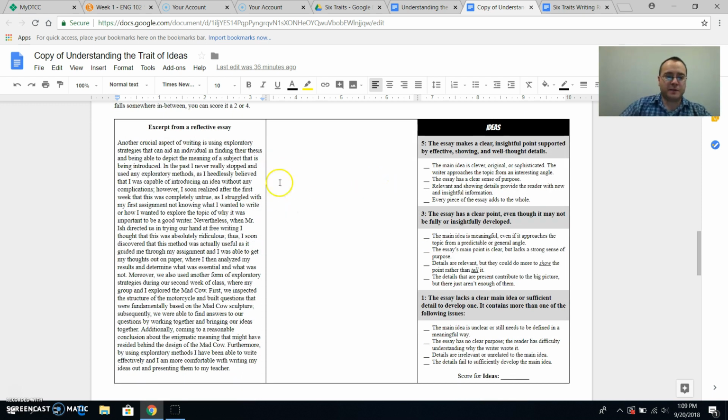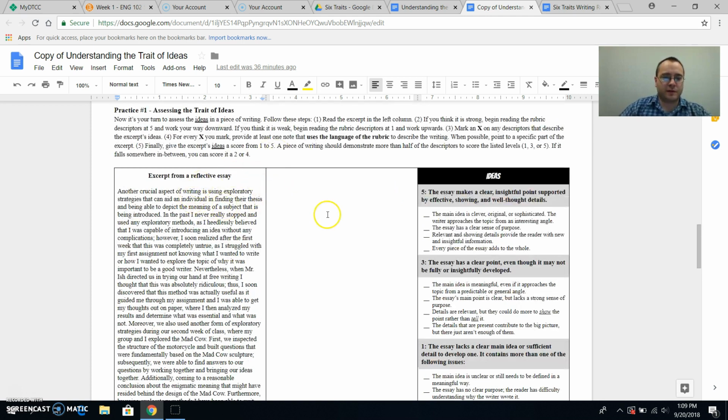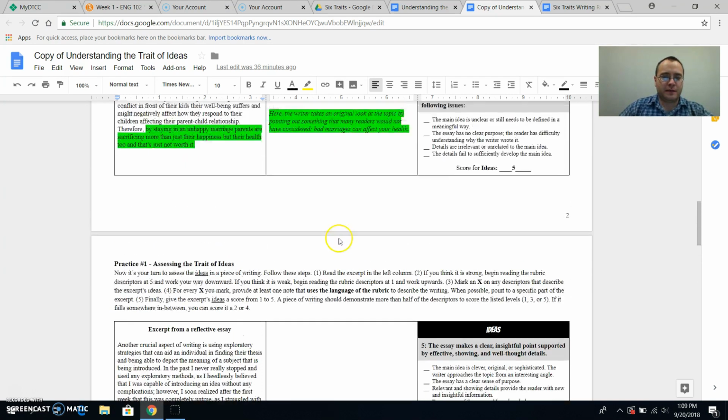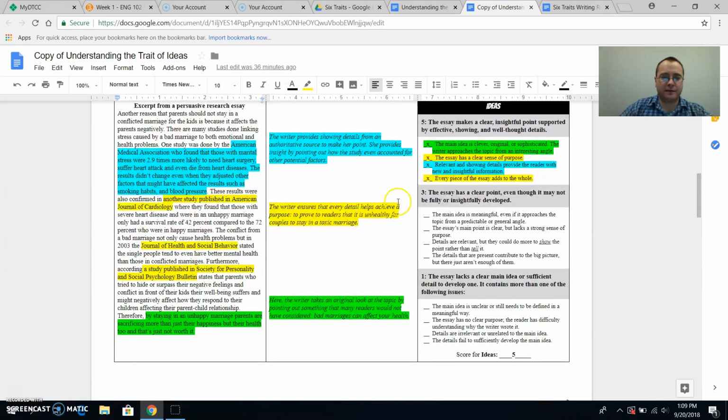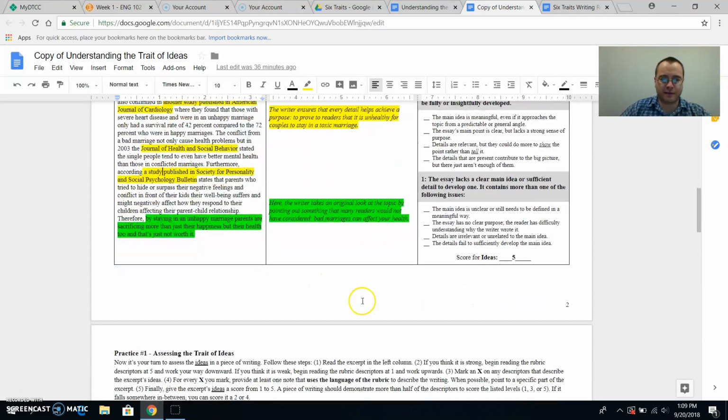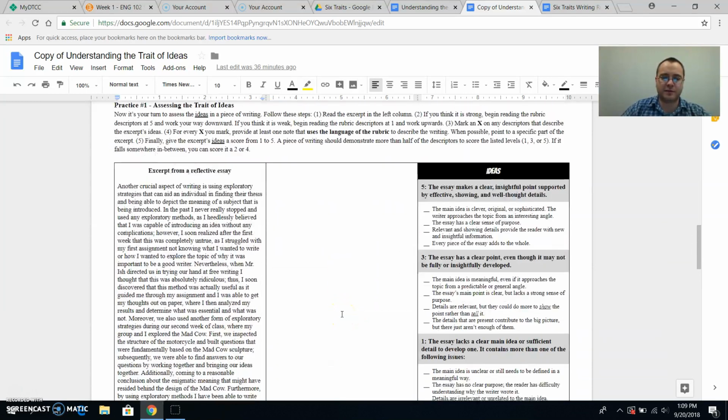What I expect you to do when you complete these, you'll create a copy of this in your own Google Drive, which there's instructions for that in D2L. But you're going to do exactly what I have done up here. The only exception is I don't really care if you highlight these or not. Okay, I just did that for illustration purposes.